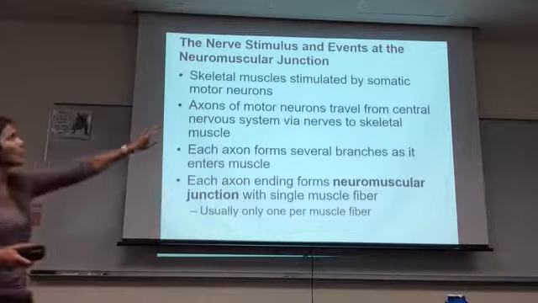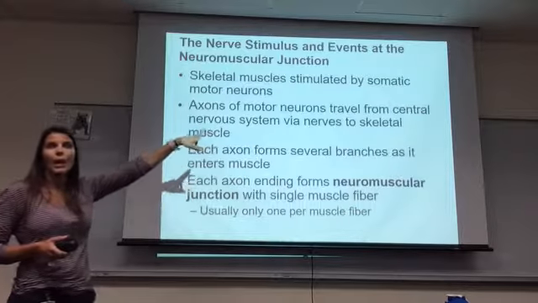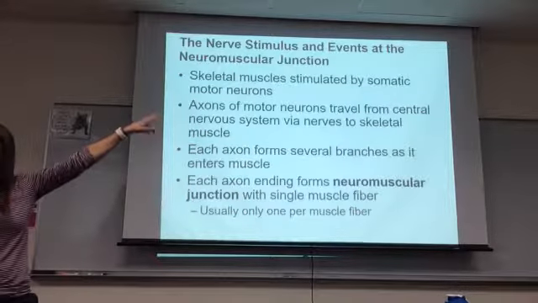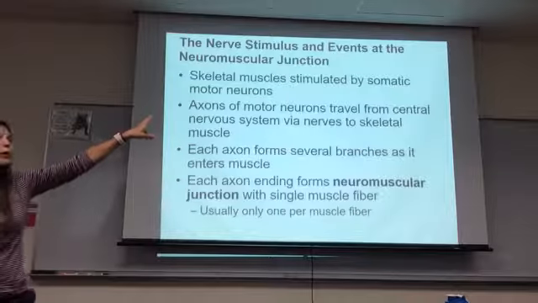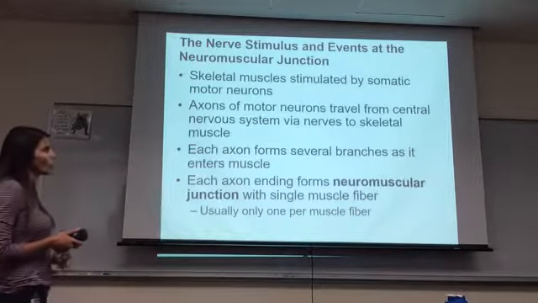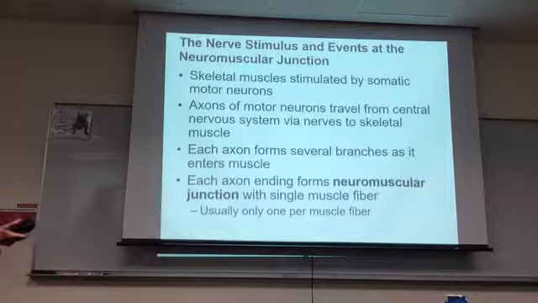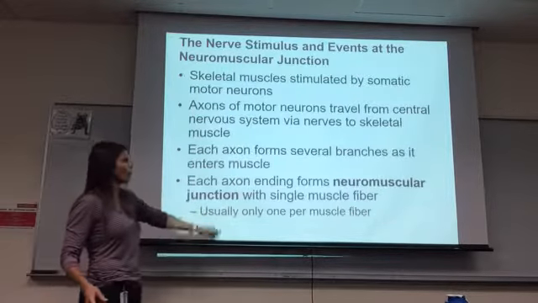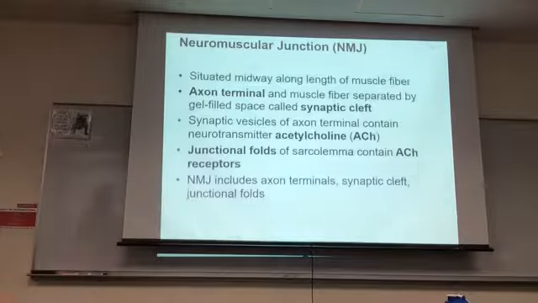Real quick, the term somatic motor neuron. Somatic means that it's voluntary. In this case, motor means that it's causing movement. So somatic and voluntary movement. Axons of the motor neuron. Neuromuscular junction: one junction per muscle fiber, a 1-to-1 ratio. I said that. Okay?